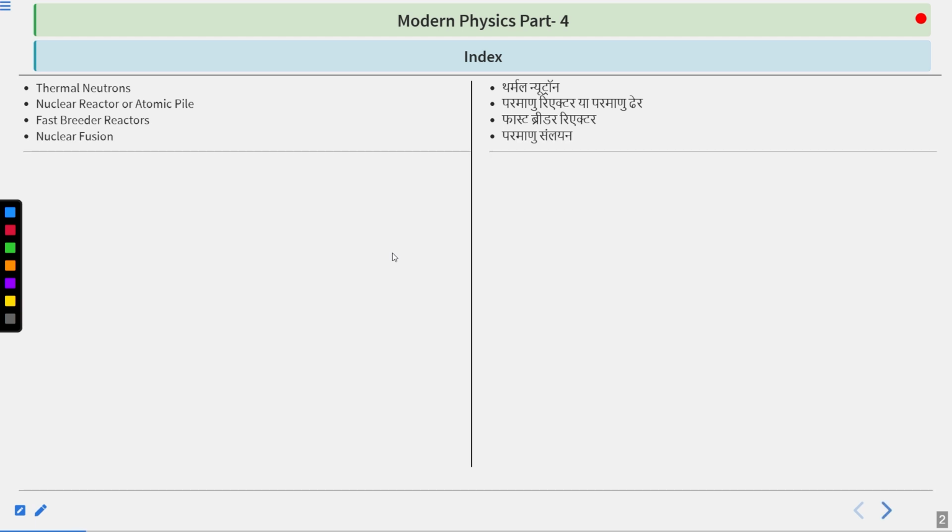In the previous lecture, we had talked about nuclear energy, nuclear reaction and nuclear reactors. In this lecture, we are going to stretch these topics further for the discussion. If you have revised the previous lecture well enough, the topics will be easy for you to understand. If you haven't revised the previous lectures, it might be difficult for you. In this, we will talk about thermal neutrons, nuclear reactor, atomic pile, fast breeder reactors and nuclear fission.